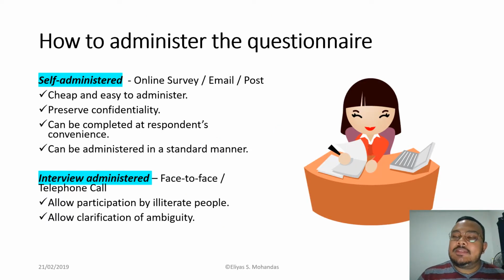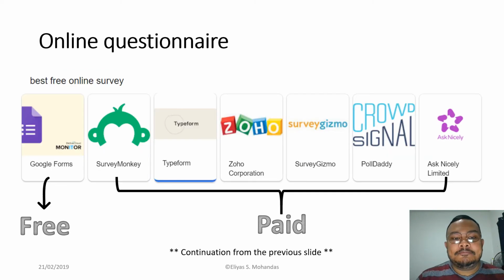Okay, how to administer your questionnaire? There are two types. You can self-administer, that means if it is a written survey, you distribute the survey to your friends in your classroom, for example, and then you wait for them to respond. Or it can also be an interview whereby you interview them via phone call, for example, and you read the questions for them, ask them to choose the choices, and then you tick on your own.